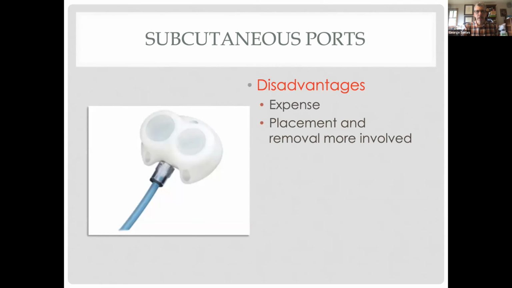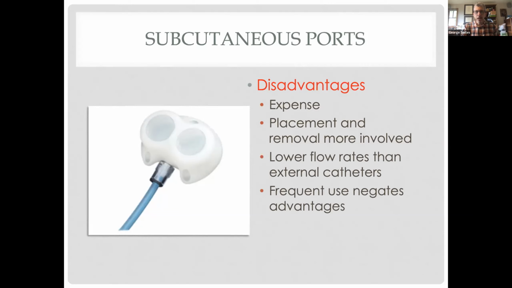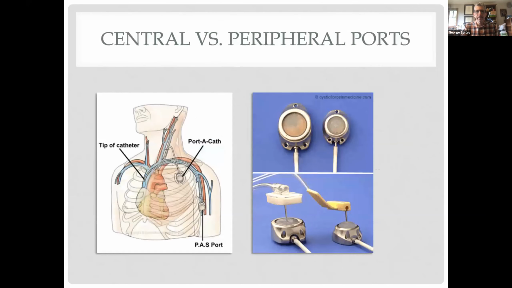Disadvantages: they're expensive compared to other devices. You have to have some expertise to place them and to remove them and to generally deal with them. They're limited somewhat by their size, so you can't usually get the very high flow rates of big external catheters. And if you're placing them in a patient that's going to need access every day, you pretty much negate most of the advantages of having a port in the first place. The other thing is, to access them, you're not just hooking up to a catheter. You have to have a place that knows how to access them sterilely and has the right types of needles and stuff, which we'll get into in a sec.